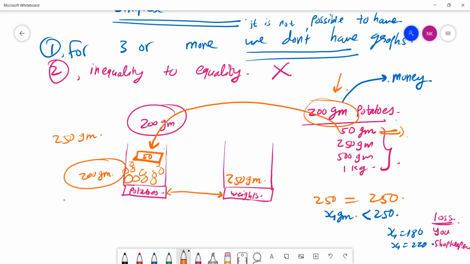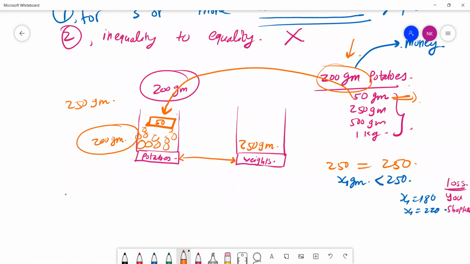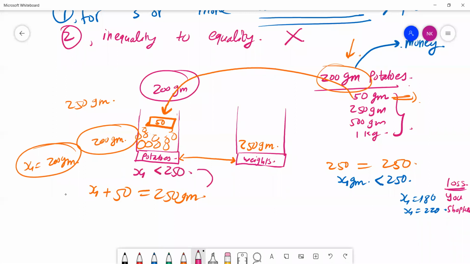So what we did over here, we were having x1 gram of the potatoes plus 50 gram is now equal to 250 gram. So that means my x1 will be equal to 200 grams. In this particular case, I was having x1 is less than or equal to 250. So how did I convert to equality? In our previous case, we were directly putting the equality sign in place of inequality. But now we are adding something over here.